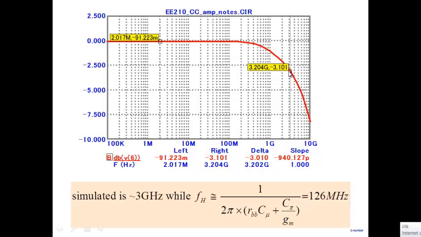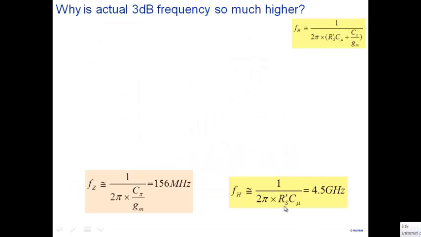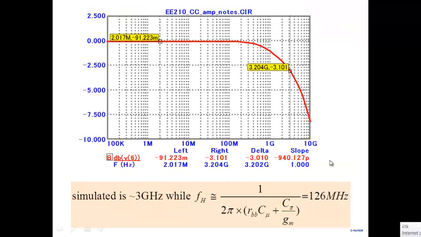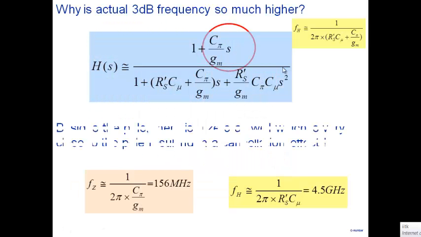So 2 points to note here. Open circuit time constant is failing in this particular case. Why it is failing, I've explained. And the other one is the non-dominant pole, which is given by this expression, is the factor which determines the upper cutoff frequency. And upper cutoff frequency is very high, 3.2 gigahertz here. All right, so that's as far as the frequency response is concerned.